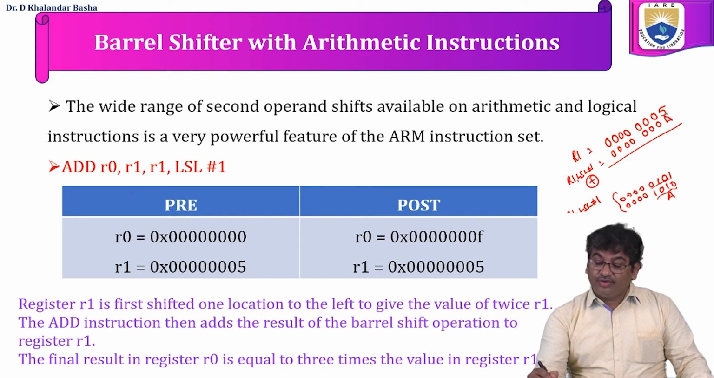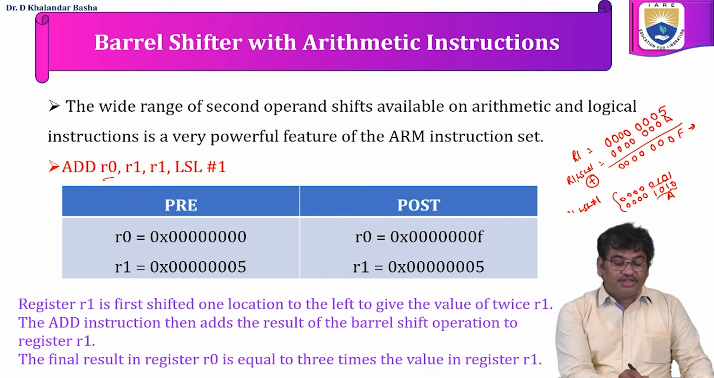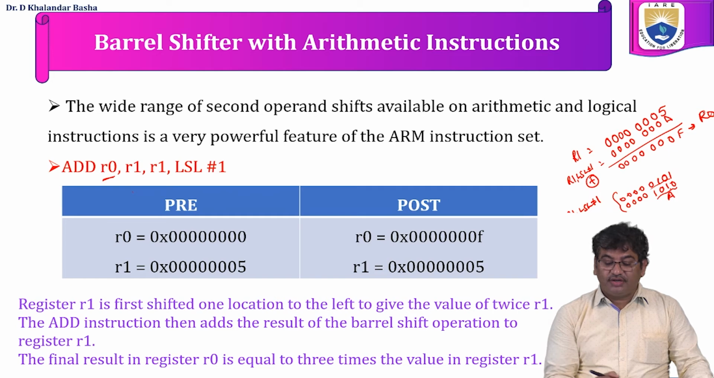By the addition of these two, A plus 5, A decimal equivalent is 10, 10 plus 5, 15 in the decimal, its hexadecimal is F, 0 plus 0, 0, 0, 0, 0, 0, 0. This will be moved to the destination which is R0 register. So after execution, R0 content is equivalent to F, whereas R1 contents will not be updated. Only the shifted value will be added to the R1 register, but this shifting will not be updated into R1 register.